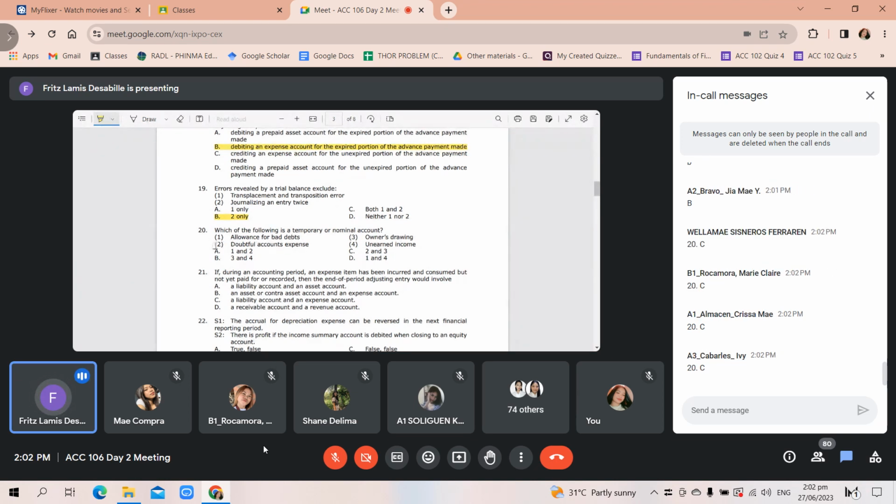Doubtful account expense is an expense account or a nominal account. Owner's drawings is also a nominal account that is closed to equity. Unearned income is a liability account, so that is a permanent account. So therefore, letter C is the answer. Number 2 and number 3. So the answer for number 20 is letter C. Okay.